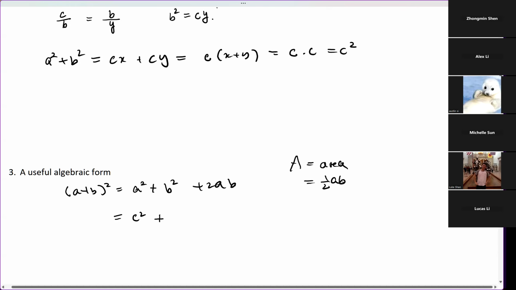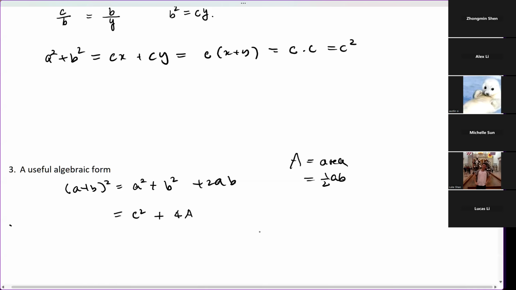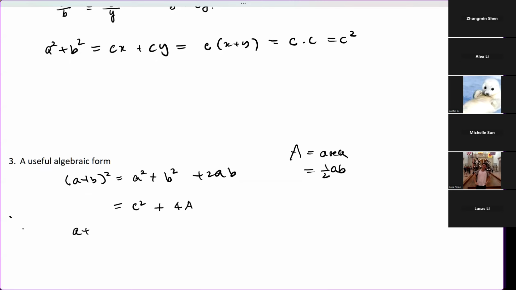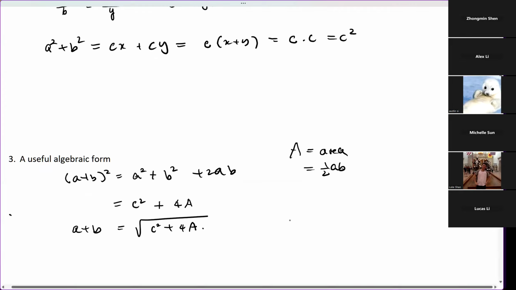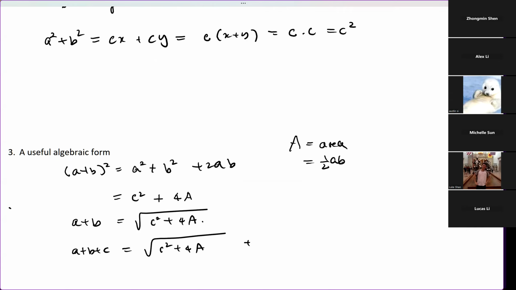And then this will be 4A, right? So this is an interesting identity because from here, A plus B equals the square root of C squared plus 4A, right? And then if you add C to both sides, you get the square root of C squared plus 4A, plus C. And this is the perimeter. So P equals A plus B plus C, and this is the perimeter.